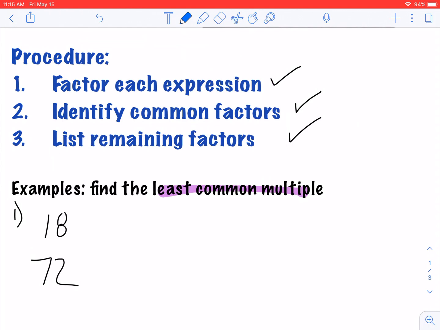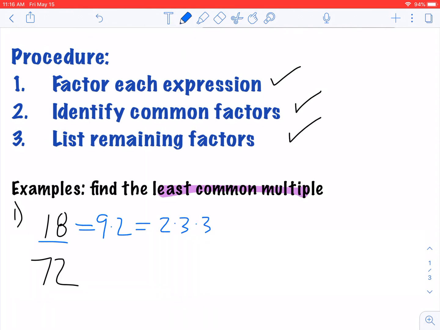So if we take a look, number 1 says factor the expression, but at first some of us might be confused because wait a second, 18 is a number. So when we see the word factor, we're thinking of prime factorization. So I know that 18 is 9 times 2, which then results in 2 times 3 times 3.